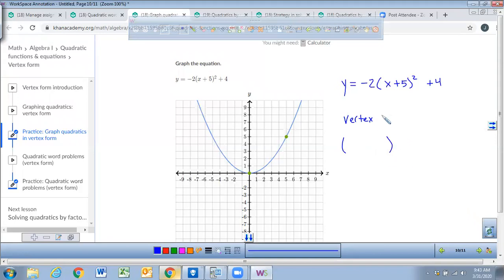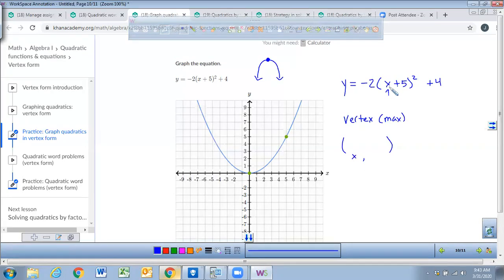Now, this vertex is going to end up being a maximum height because it has a negative sign, which means my parabola ultimately is going to open down. I know it's going to open down because of that. I'm going to put a point right there. That's going to be my vertex. And here's how you find your vertex.